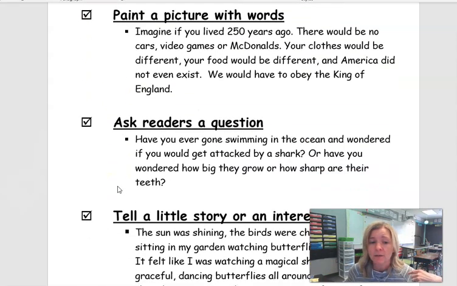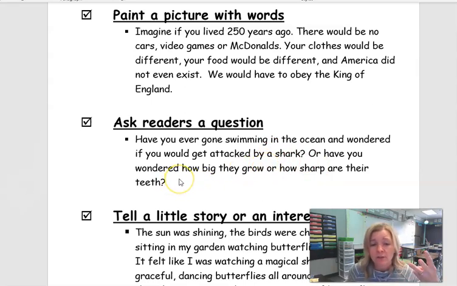Second choice, this is a really good option if you're not sure what to do, is ask a question. So this is a different topic. I just picked a different one just to show you some variety. So it says, have you ever gone swimming in the ocean and wondered if you would get attacked by a shark? Or have you wondered how big they grow or how sharp their teeth are? So that one just kind of asks the reader what they know about their topic to get them thinking about the topic. So I just added a few questions in there.